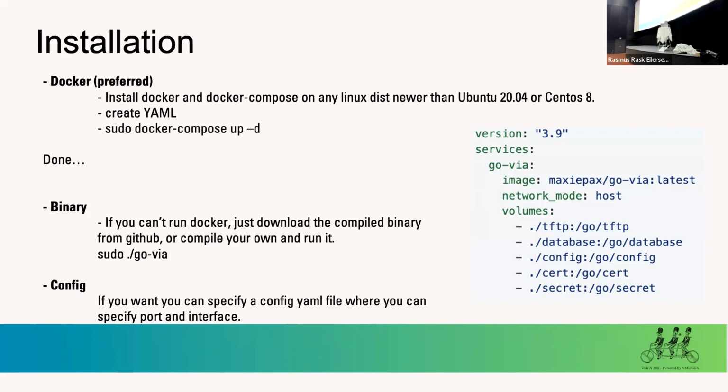If you're not able to run Docker because you're in a dark site or something, and you don't have the permissions to pull stuff from Docker Hub, you can just download the binary from the GitHub page and then just run it as a binary in Linux. Or again, you can also compile it. The configuration is pretty sparse. If you have a virtual machine with multiple interfaces, you can choose which interface to serve from. Otherwise, it will serve from all the interfaces. And you can also change the default port, which is 8443.